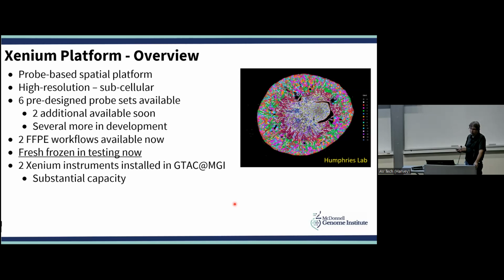We have 2 Xenium instruments installed now, so we have substantial capacity. To the point that Bob made earlier, even with only a 2 to 3 day run time, as you can imagine, if you've got a lot of projects, it can take a while to get through. So we thought it was important to have 2 instruments in house, because if we had any sizable projects, that could really delay other folks that wanted to do smaller runs. So that's one of the reasons we decided to go ahead and get 2 instruments almost immediately.